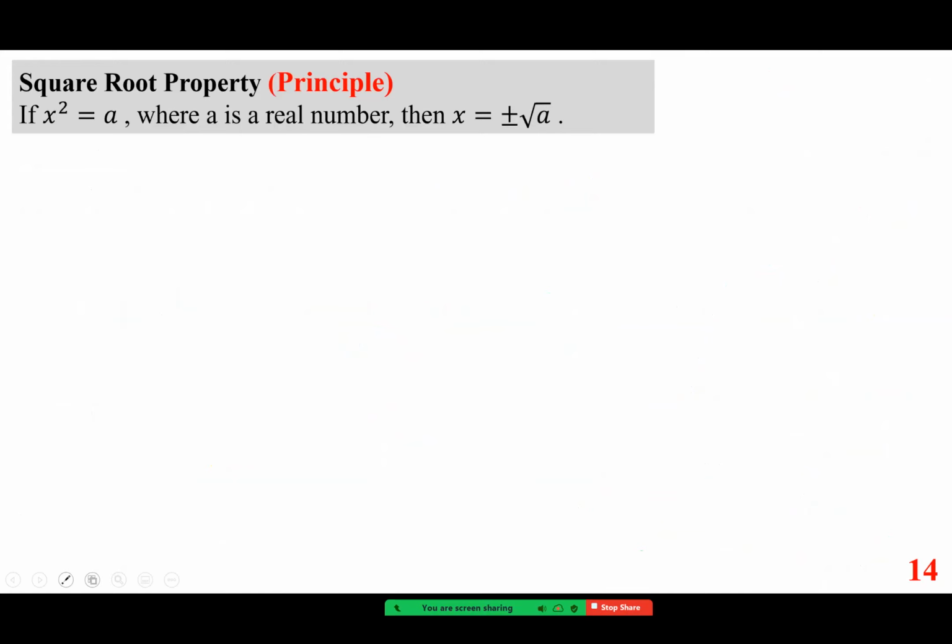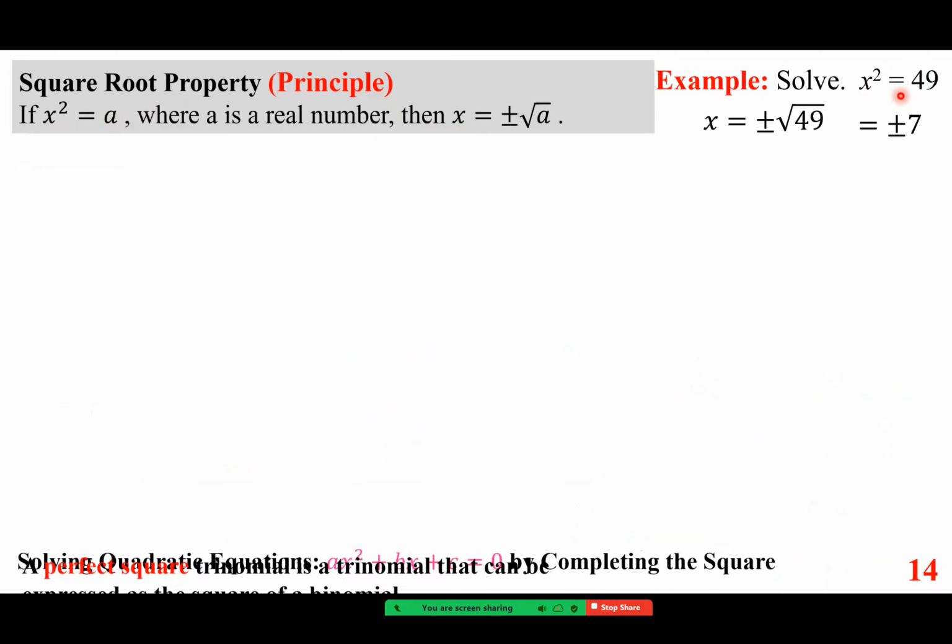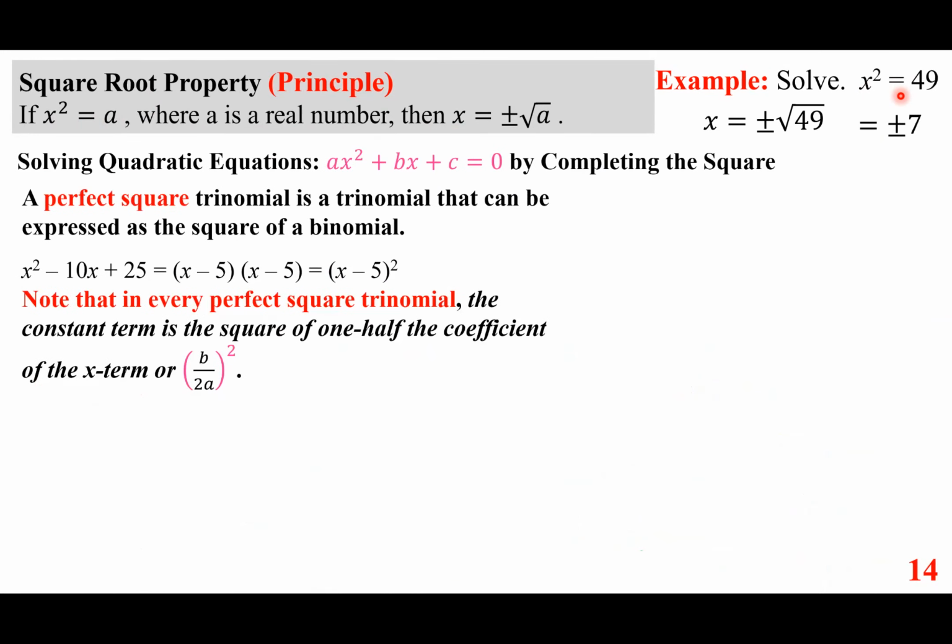All right, the square root property says that if x squared is a, where a is a real number, then x is plus or minus the square root of a. So for example, if we have x squared equals 49, x is not just 7, it's plus or minus 7.